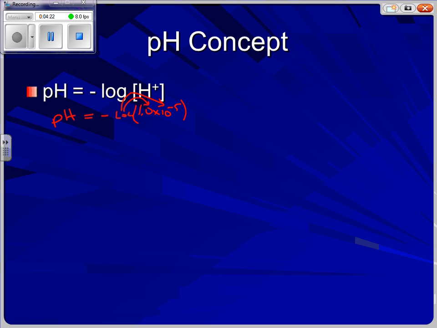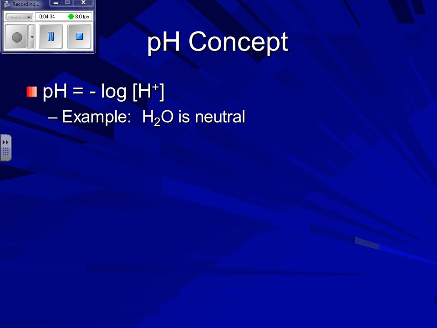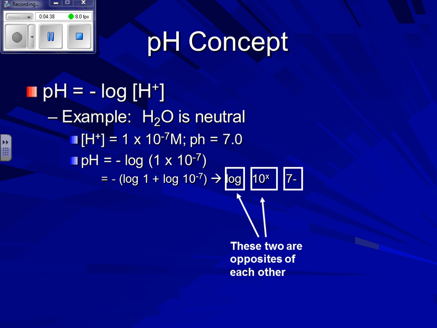Okay, so I'm going to rewrite this problem. I'm going to distribute that out, which means the negative, see the log, negative is out in front here. The log of 1 plus the log of 10 to the negative 7.